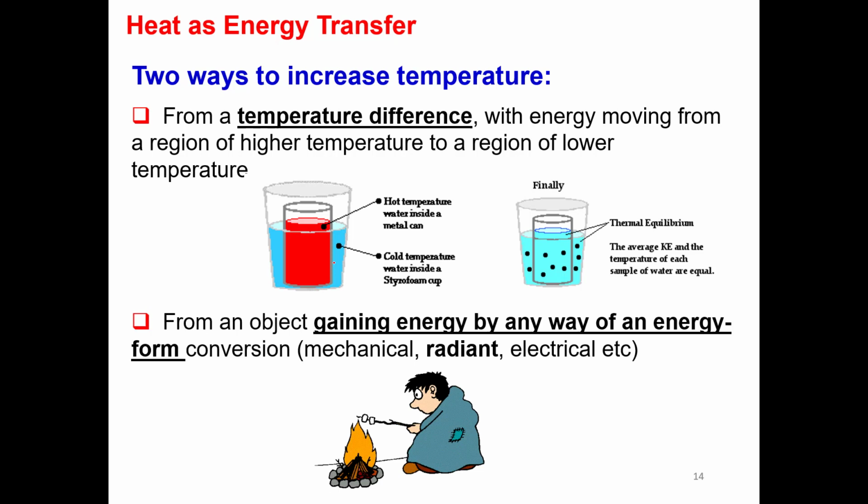The other way the heat can be transferred is by gaining energy in any energy form. It can be transferred as mechanical energy, as radiant energy, or electrical energy. In this example, the heat is transferred as radiant energy. It's transferred from here to here.